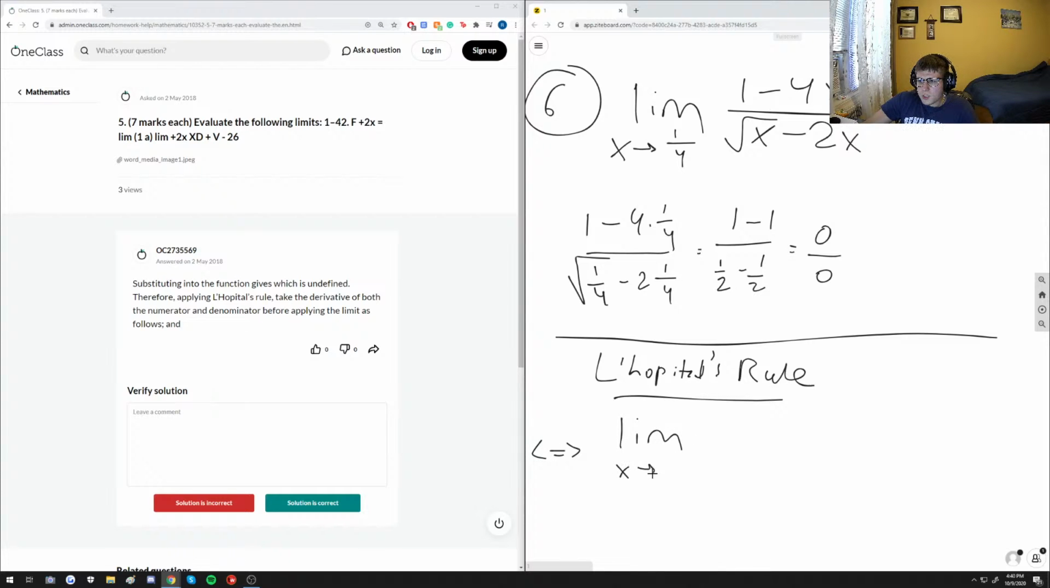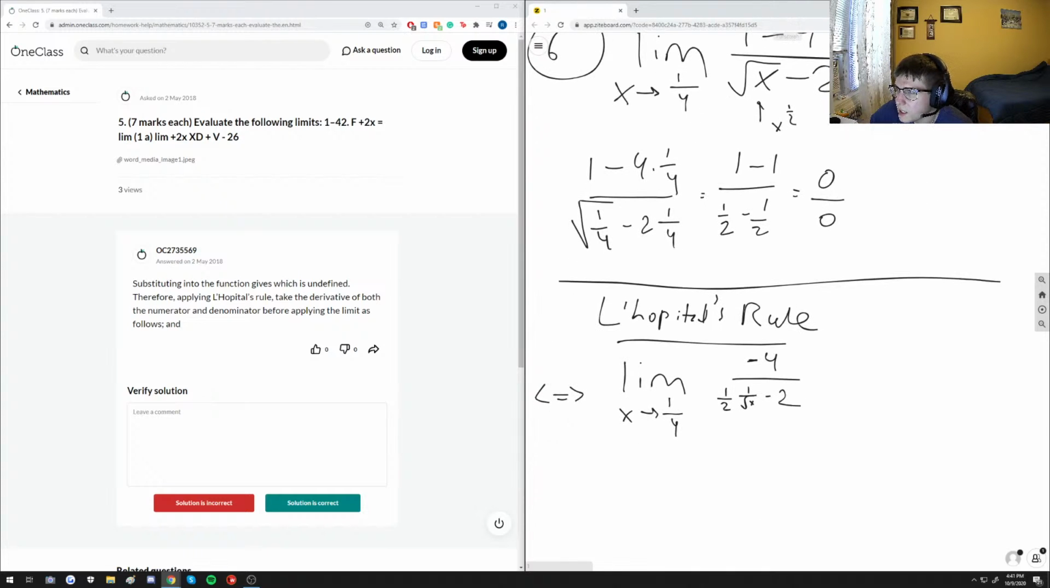So we can differentiate the top and the bottom, the numerator and the denominator, and what we end up getting is the limit as x approaches 1/4 of minus 4, because the derivative of a constant is 0 and the derivative of minus 4x is minus 4, over, we can write this as x to the 1/2 power, so taking the derivative would be 1/2 x to the minus 1/2. And then we get minus 2, the derivative of minus 2x. I'm going to write this x to the minus 1/2 as 1 over square root of x, and then minus 2.